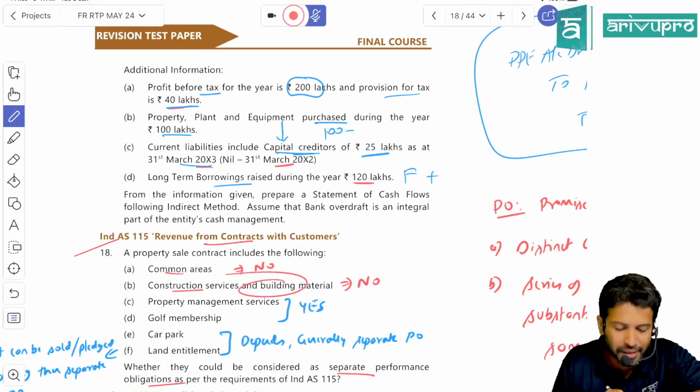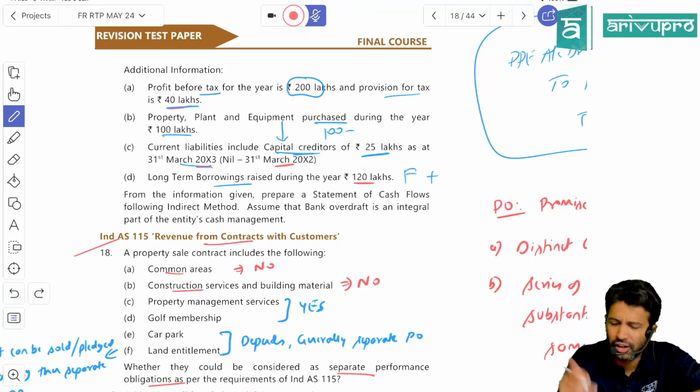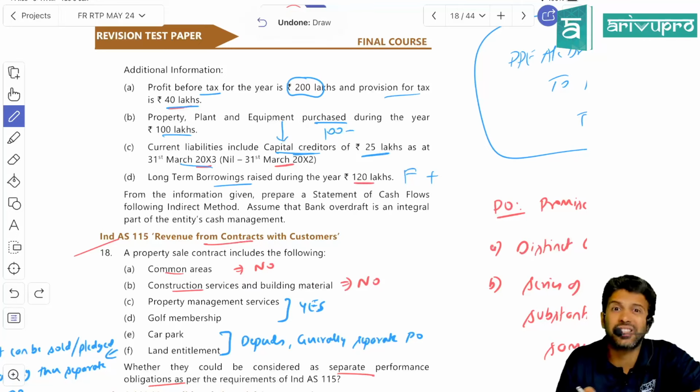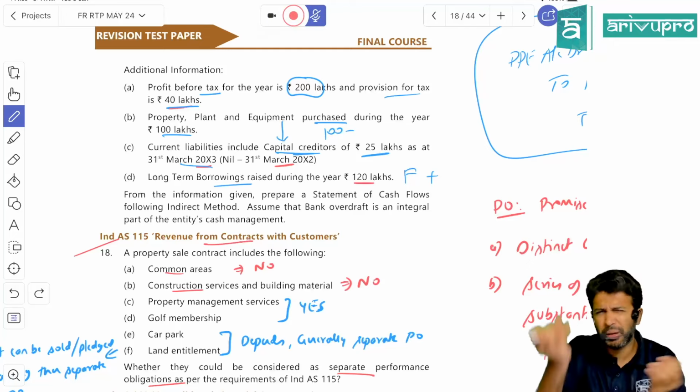Construction service and building material. Obviously, sir, apartment means constructing that building. You need a lot of materials and other services also will be there. Construction service, right? This construction service, maybe you have made a contract to buy the apartment. Apartment is still probably getting constructed. Maybe in the last stages, we don't know.